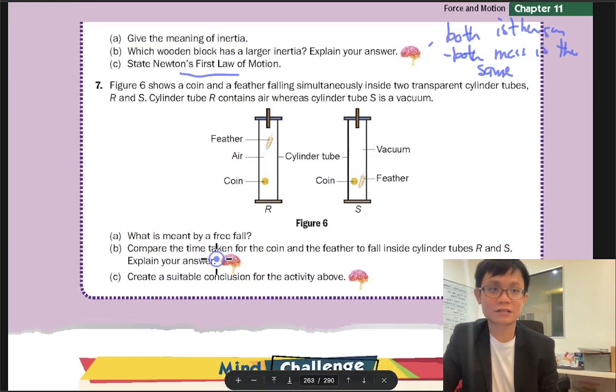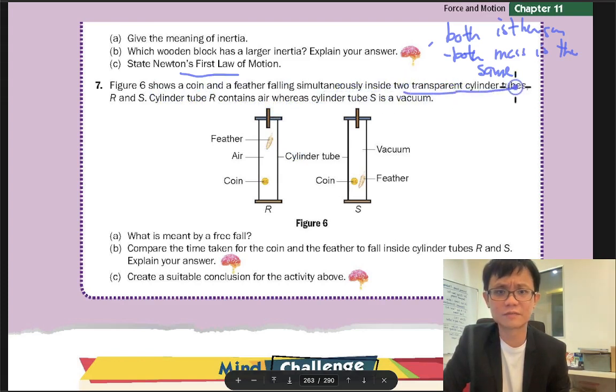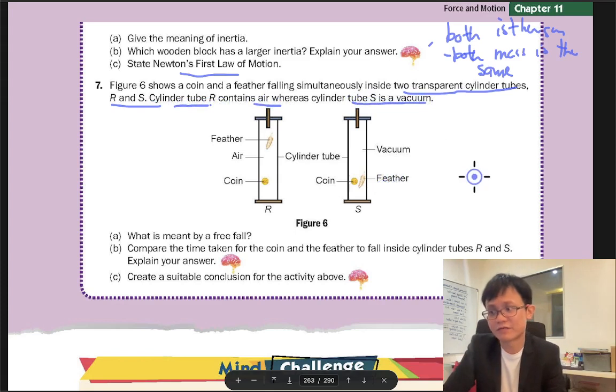Okay, last question. Figure 6 shows a coin falling simultaneously in two cylinder tubes. So this is the coin. Figure 6 shows a coin and a feather falling in a transparent cylinder tube. Cylinders R and S contain: cylinder tube R contains air, S contains vacuum. So this one I already showed you in the previous video.